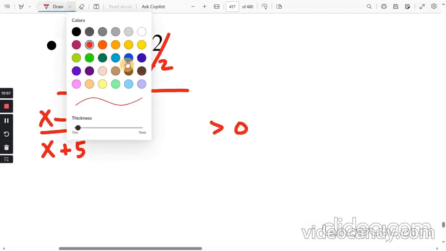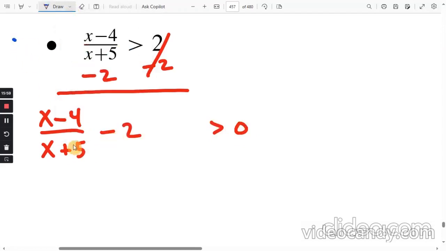Now, what do we do with this negative 2? Well, we need a common denominator. The denominator here is x plus 5. So I'm going to multiply this by x plus 5 over x plus 5. Why am I allowed to do that? Because this is the same as 1. Negative 2 times 1 doesn't change the value.